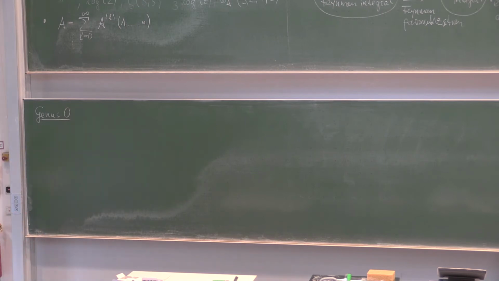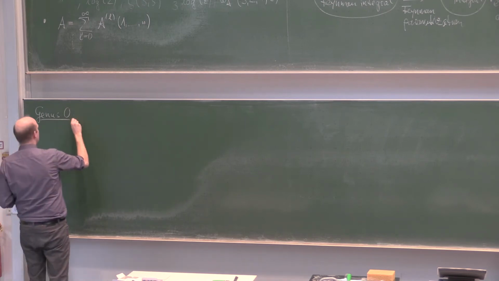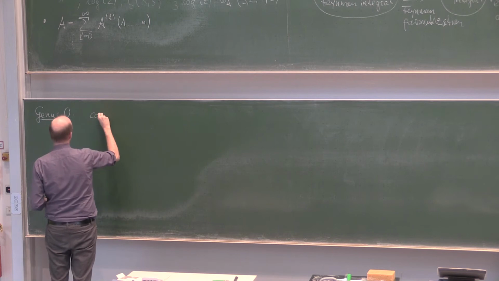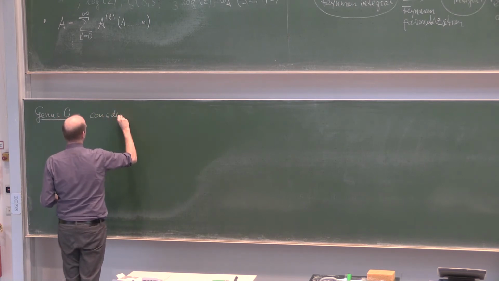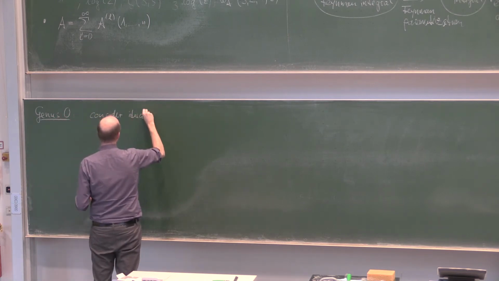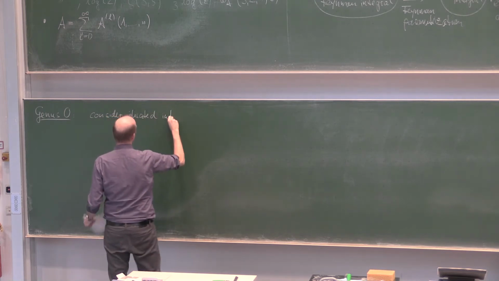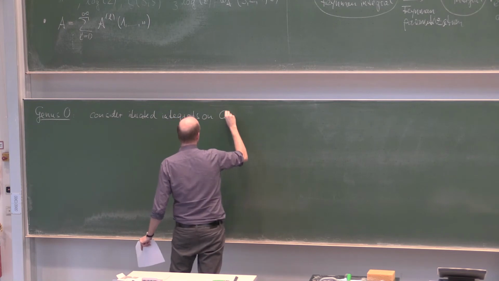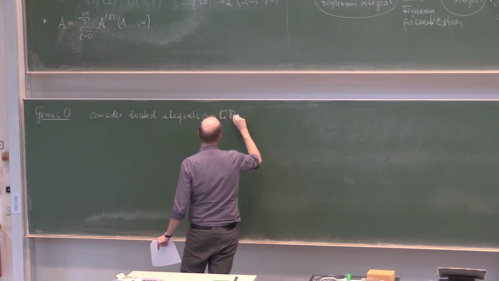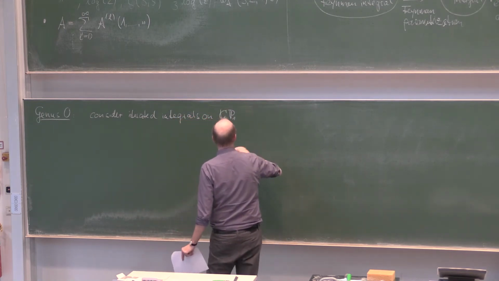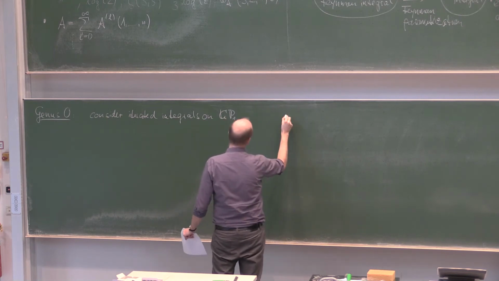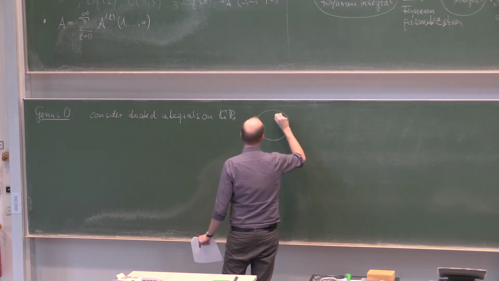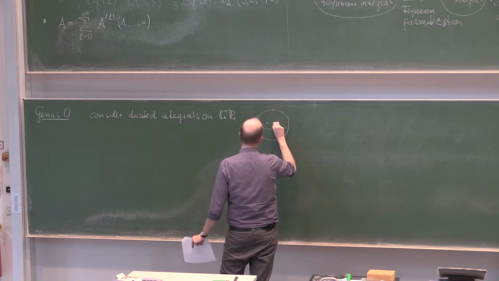Okay, so let's get started with genus 0. And I want to consider iterated integrals on CP1. So I'll consider integrals on the Riemann sphere.